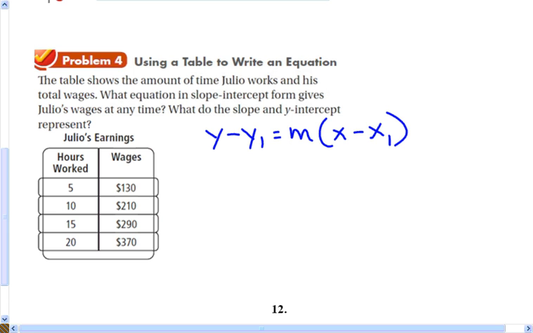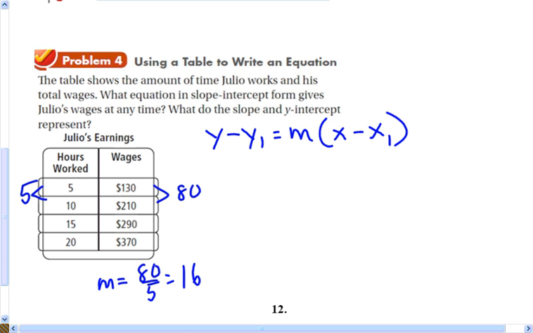First thing we want to do is make sure we have the slope, and the slope is just the change in y divided by the change in x. Or if I subtract any 2 y values, so 210 minus 130 is 80, then I subtract the corresponding x values, which is 5. Then I'm going to divide 80 by 5, and that's 16. And what that means is Julio is earning $16 per hour.